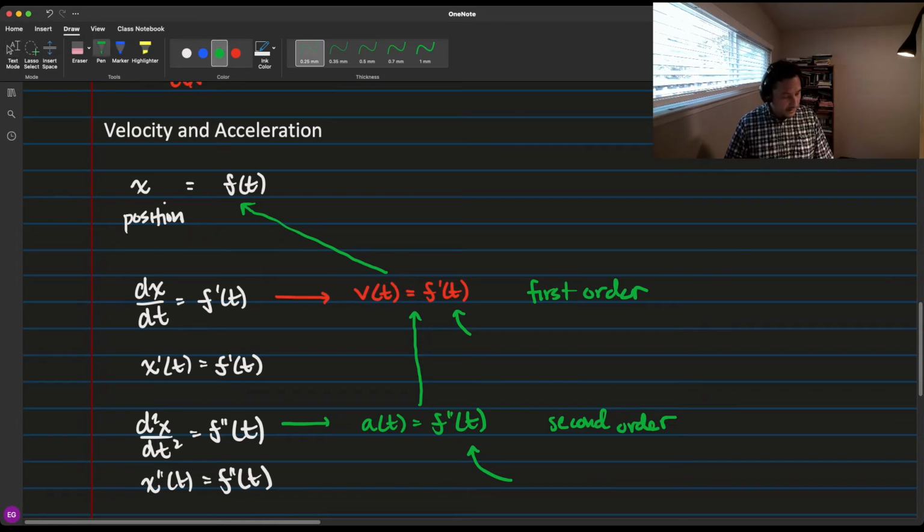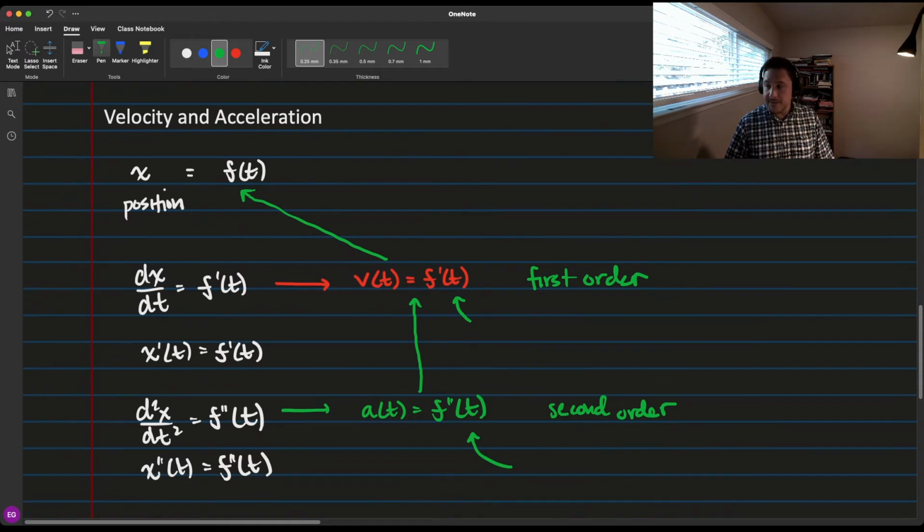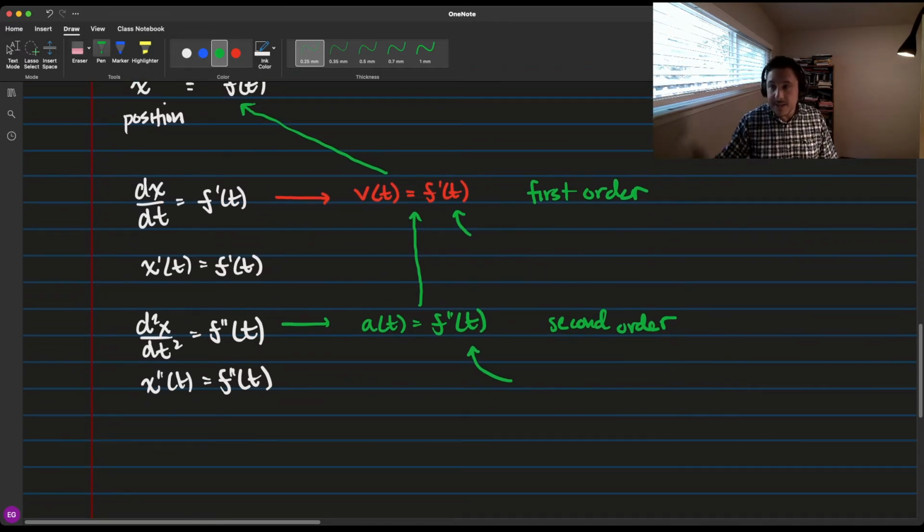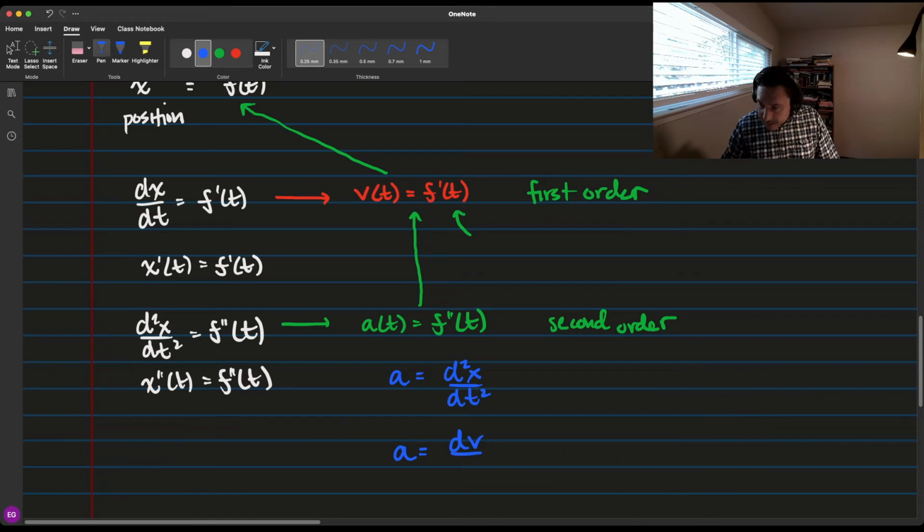You might be more familiar with looking at this a different way. So we have acceleration equals f double prime of t. Let's rewrite that as acceleration equals the second derivative of x with respect to t. Now we know that the second derivative of x is the first derivative of velocity. All right, so that's a first order differential equation. The second order differential equation can be rewritten as a first order differential equation.